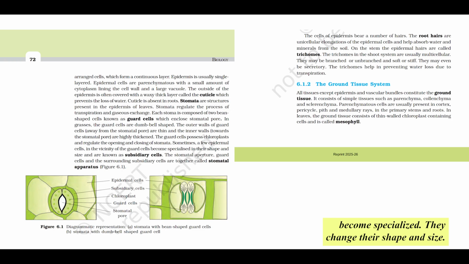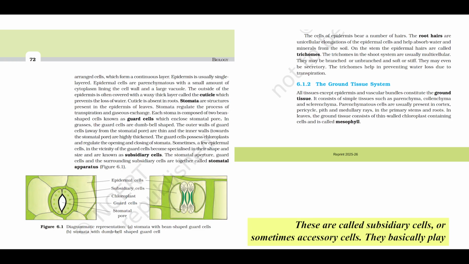They change their shape and size. These are called subsidiary cells or sometimes accessory cells. They basically play a supportive role, helping the guard cells in their function. And here's a collective term that you'll definitely need for your exams. The stomatal aperture, which is the pore itself, plus the two guard cells, plus the surrounding subsidiary cells.